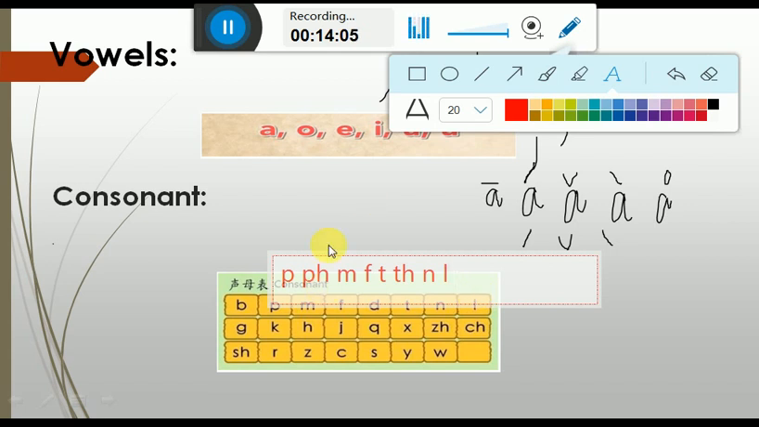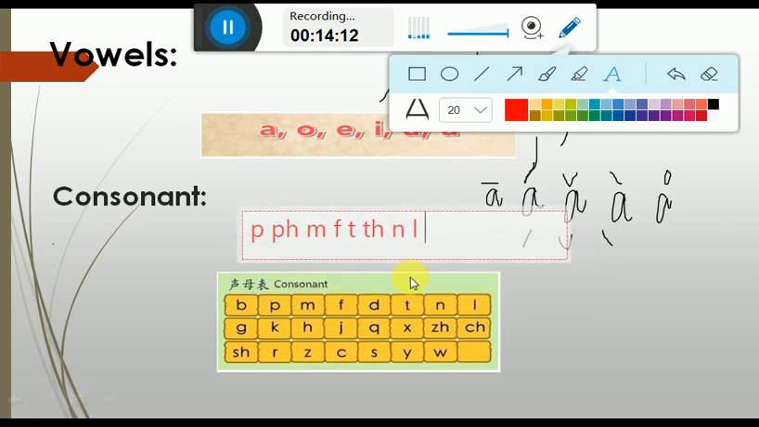Okay. The pronunciation of G is, wait. The pronunciation of G is ge. Mo, fo, de, te, ne, le, ge. Okay, the pronunciation of K is ke. In Urdu, it's K. Ke.